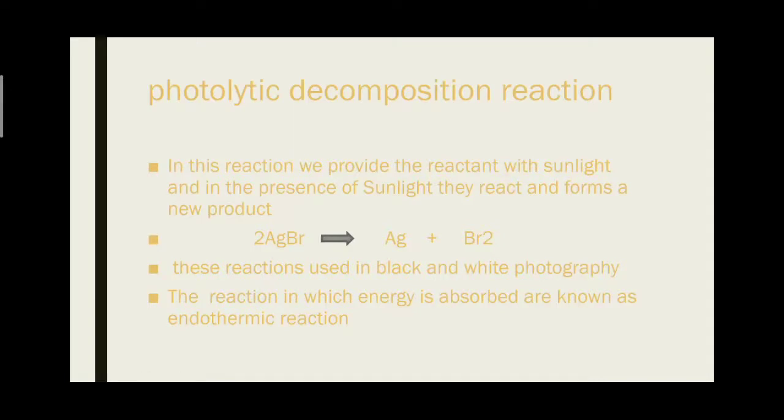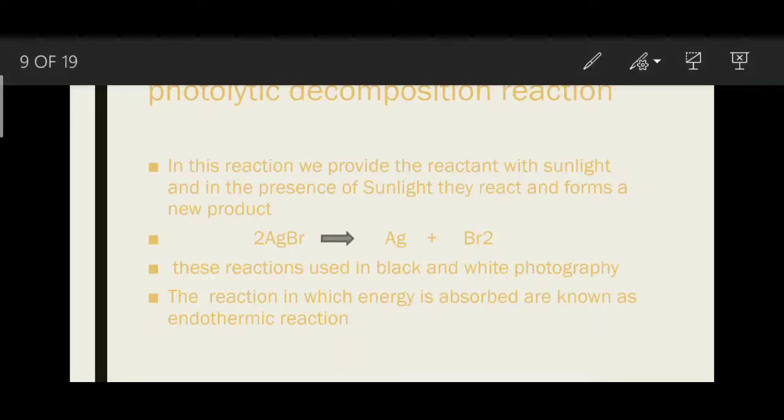Here also a reaction is taking place. In this reaction, we will provide the reactant with sunlight, and in the presence of sunlight, they react and form a new product. So 2AgBr, silver bromide, gives us Ag, silver, and also bromine. Please note it is 2 over here. In the book it is given correctly. So 2AgBr in presence of sunlight gives us 2Ag plus Br2.